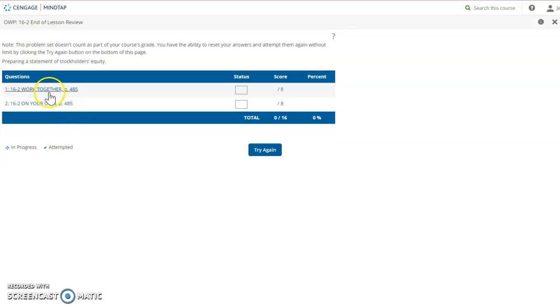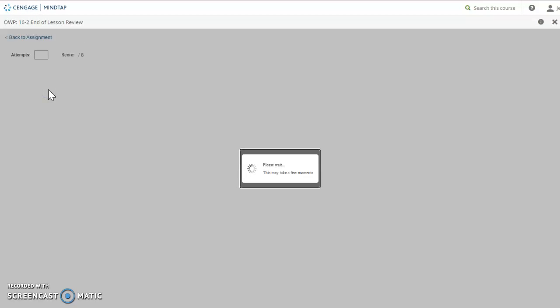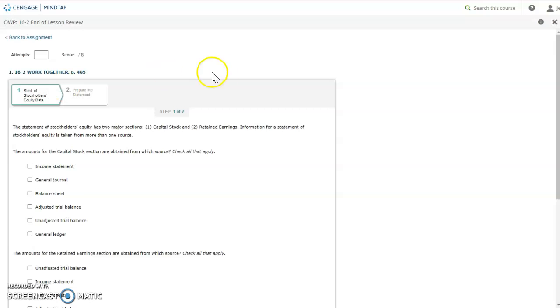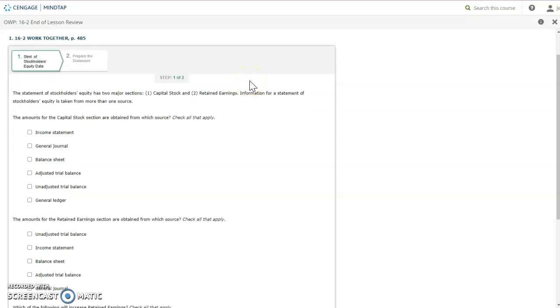This video is going to walk you through completing 16-2 work together. So there are two steps. The first step says the statement of stockholders' equity has two major sections, capital stock and retained earnings. Information for a statement of stockholders' equity is taken from more than one source.